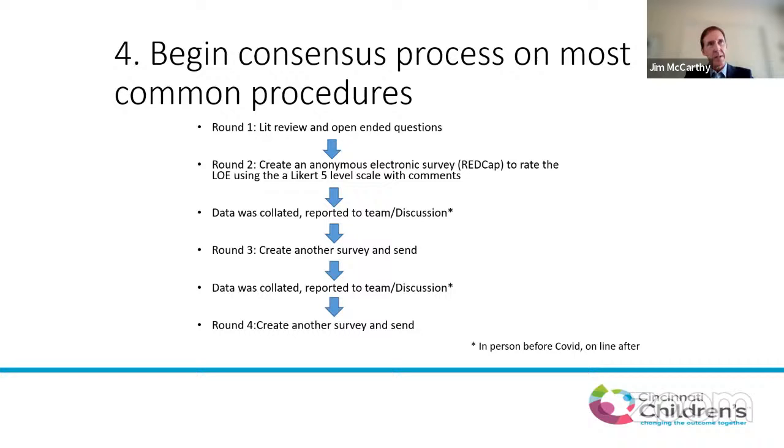And then from that, we created an anonymous electronic survey through REDCap, and used a Likert scaling from 1 to 5. And that was sent out, and then people would say, I agree strongly, I agree, I'm essentially ambivalent or neutral, I disagree strongly. And then we would collate that data. And if we had consensus, great. And if we didn't, the discussion, the comments, and the collated data were sent out to the group.